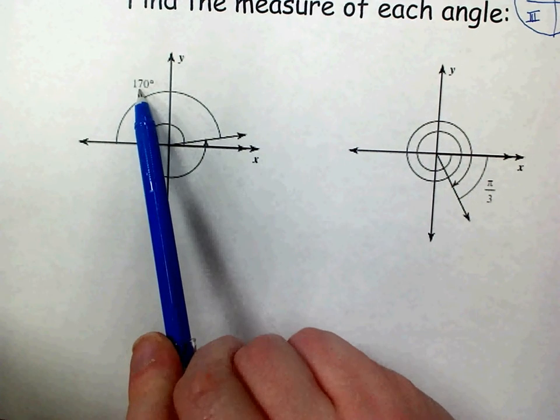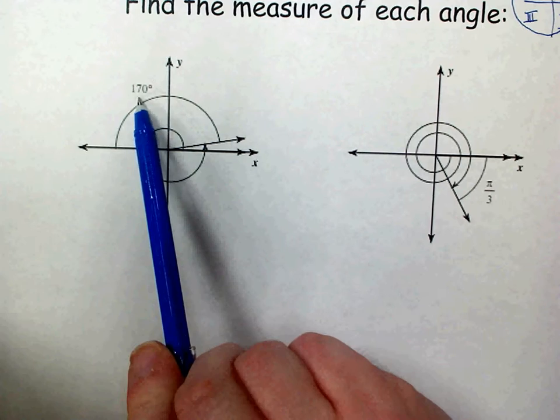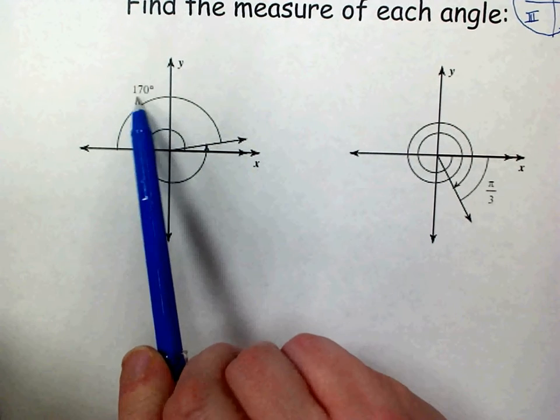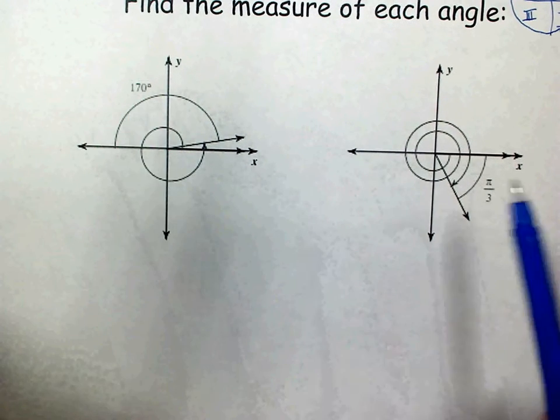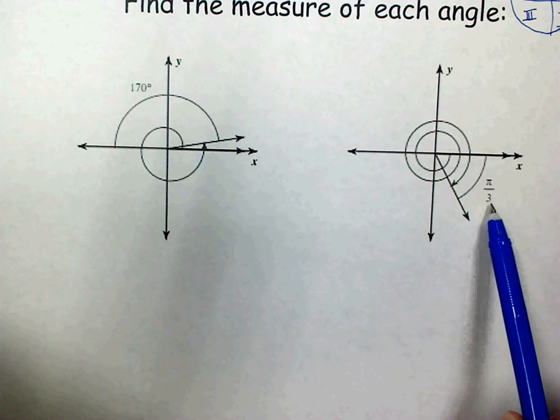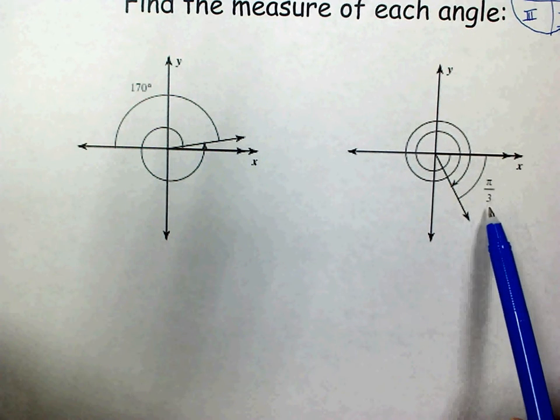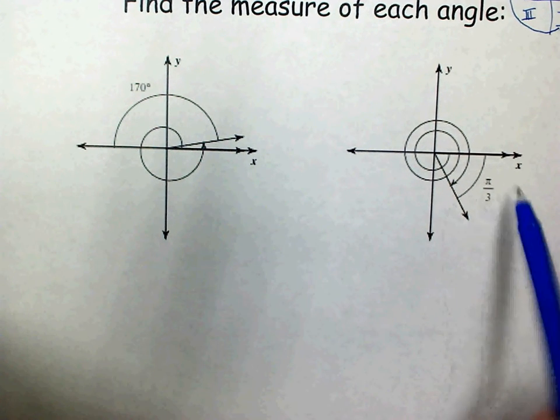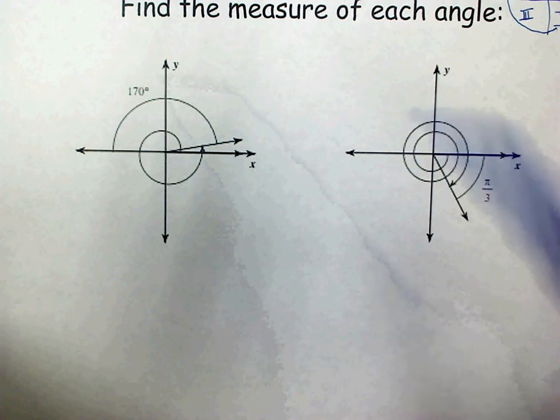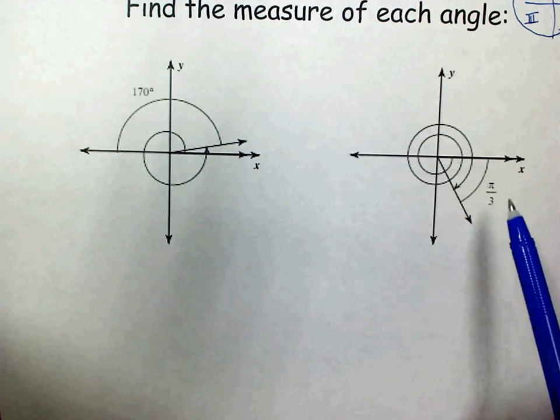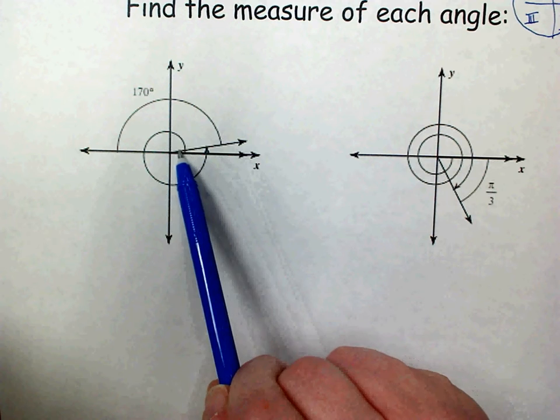So this one tells me I want my answer in degrees. If the part of the problem is given to you in radians, then you want your answer in radians. So that'll give you a clue. This is a degree problem. This is a radians problem.